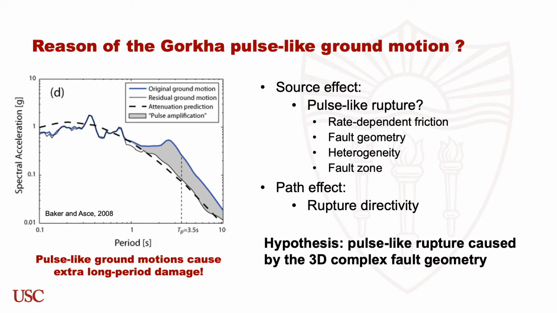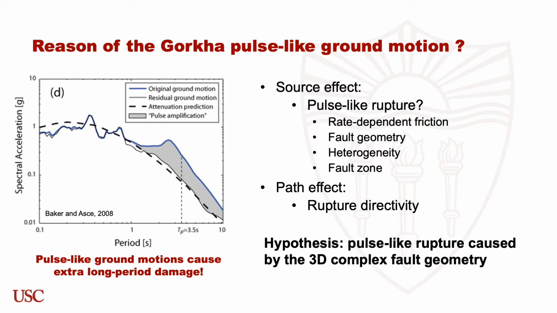So we have to ask what the reason is that the Gorkha earthquake contains pulse-like ground motions, so that it generates the pulse amplification in ground motions. Actually, there are multiple candidates. It can be related to the pulse-like rupture, a source effect. The pulse-like rupture could result from rate-dependent friction, fault geometry, heterogeneity, a low velocity fault zone, or the rupture directivity could also be another reason. For example, the pulse is seen in the forward direction, such as the Lucerne Valley station of the Landers earthquake.